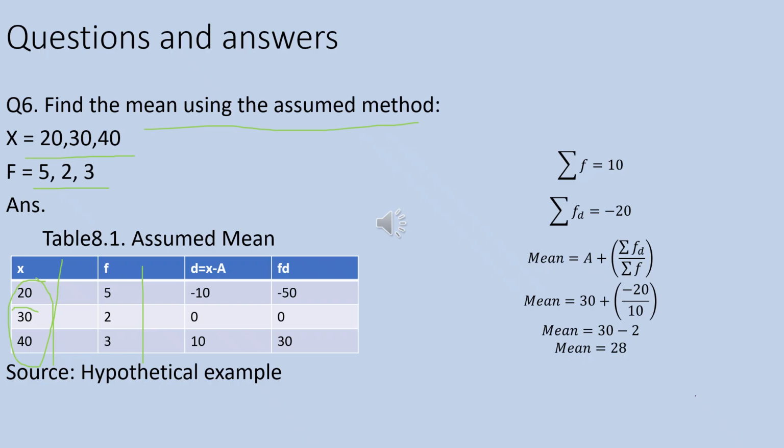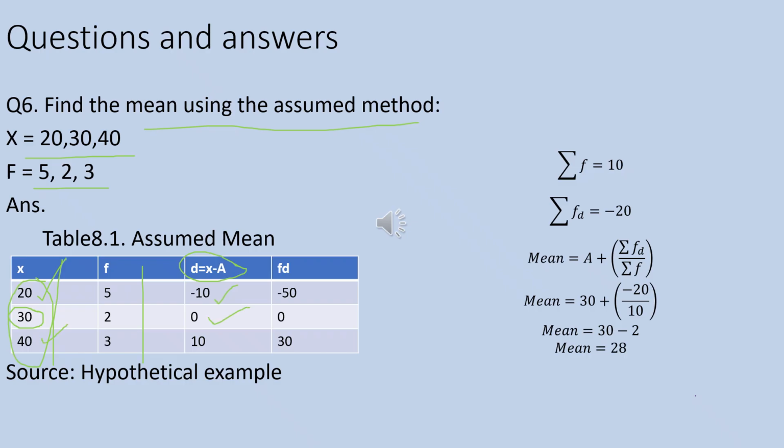d is x minus a. So the first d will be 20 minus 30, which is equal to minus 10. The next value will be 30 minus 30, which is equal to 0. The next value will be 40 minus 30, which is equal to 10. So d is minus 10, 0 and 10. fd is the multiplication of f into d, which is 5 into minus 10 is equal to minus 50, 2 into 0 is 0, 3 into 10 is equal to 30.